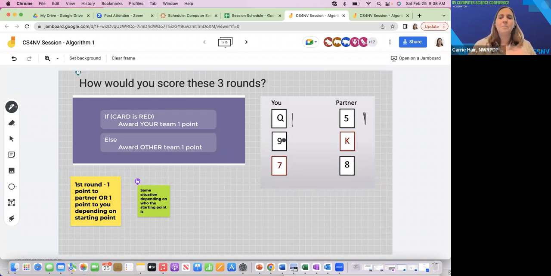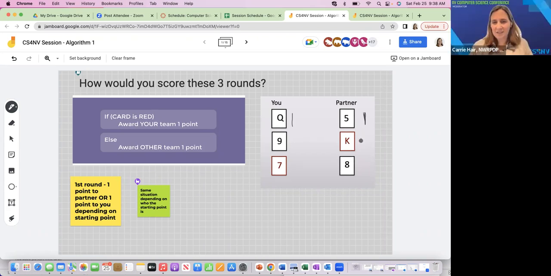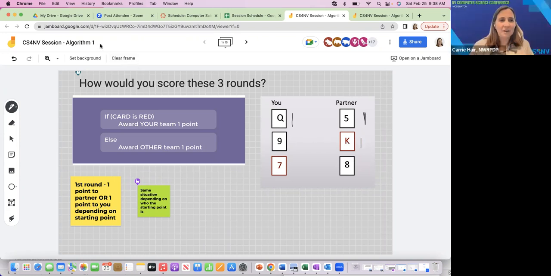So I flip over a 9, my partner flips over a king. What do you think the points would be on this one? The king gets a point, and the 9 doesn't get a point. Okay, Sarah said the king gets 2 points. Why would the king get 2 points?